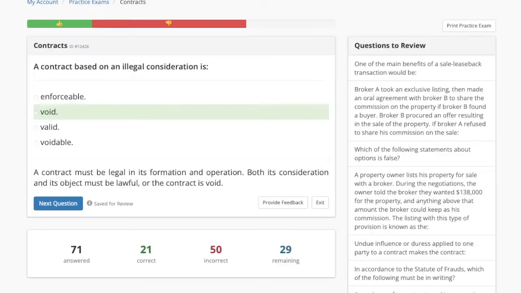What is a voidable contract? A voidable contract has all four elements and is valid, but can be rescinded. For example, if you're under duress.